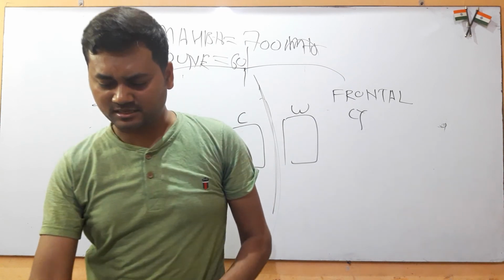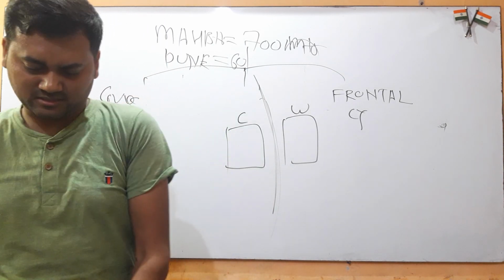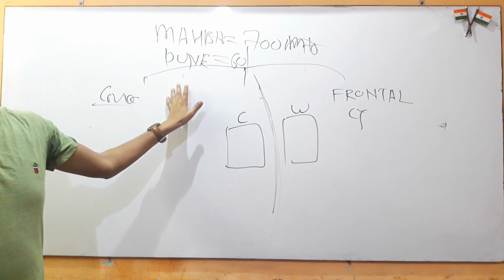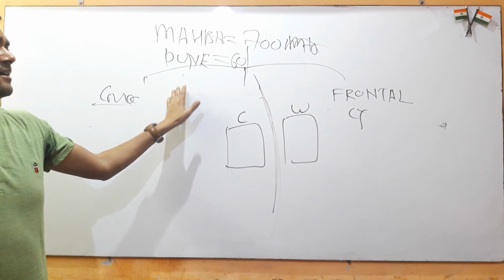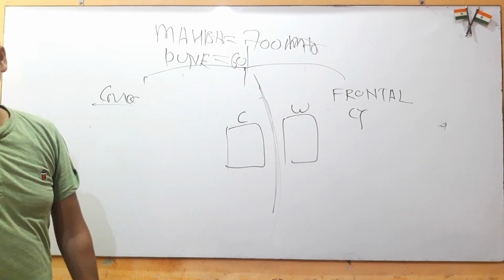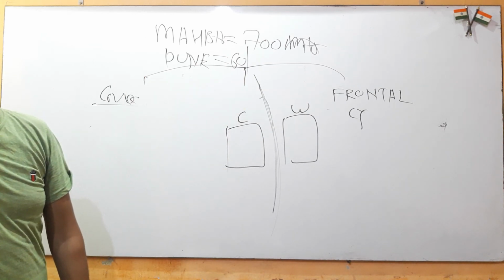So this was as far as condensation, precipitation and the types of rainfall, frontal and all these, are concerned. In the next chapter I will discuss something else. Thank you.